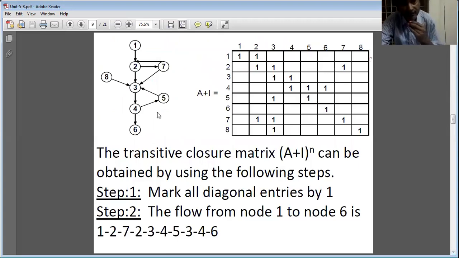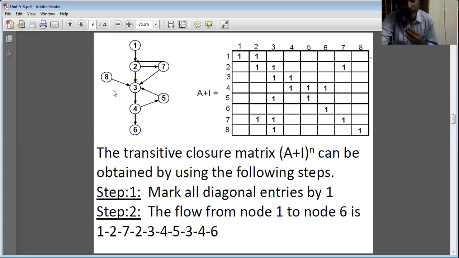See here, this is a graph. Here you can consider all entries as 1. 1 to 2 is 1, 2 to 7 is 1, 7 to 2 is 1, 2 to 3 is 1, 3 to 4 is 1, 4 to 6 is 1, then 7 to 3 is 1, 5 to 3 is 1, 4 to 5 is 1, 8 to 3 is 1. So you can place them here. And for the I matrix, you enter 1 on the whole principal diagonal. So for A plus I, 1 to 1 is 1 on the principal diagonal, and 1 to 2 is 1, already entered.